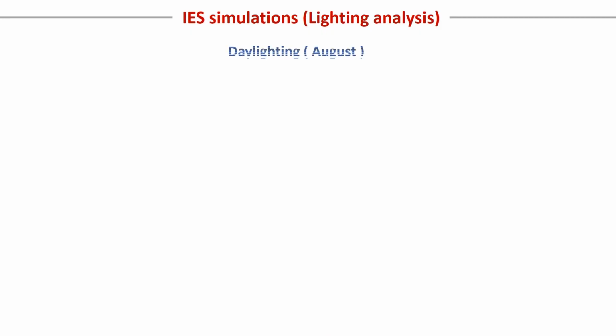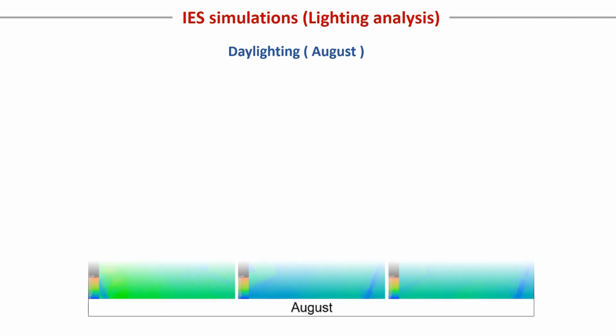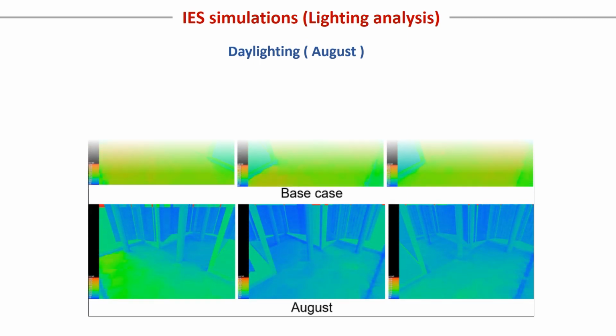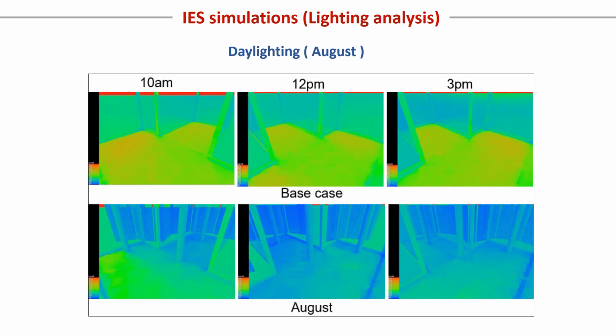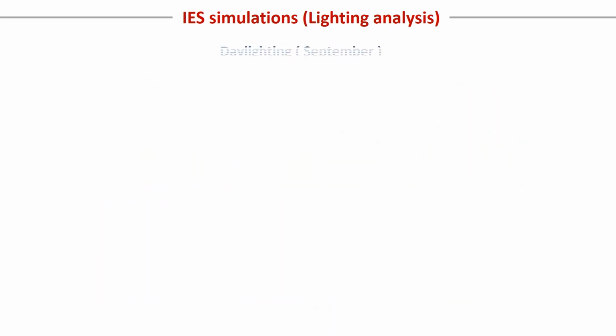The table shows the daylighting analysis for each month at different times in the day. You can notice the differences between the base case, which has too much glare, compared to the room beneath the pavilion.